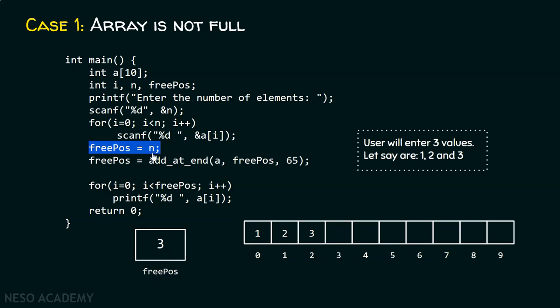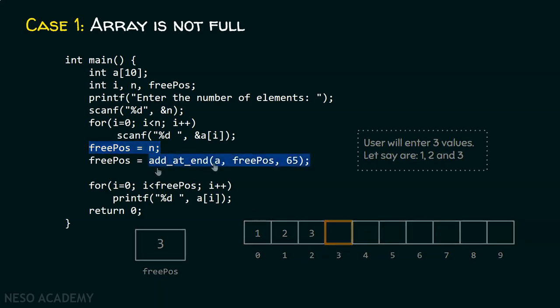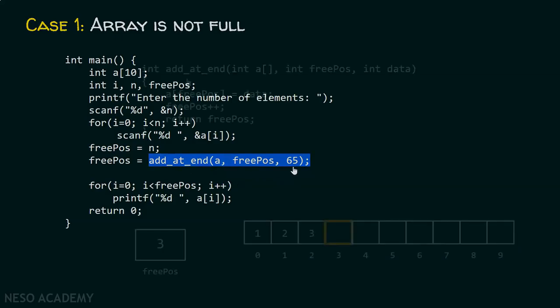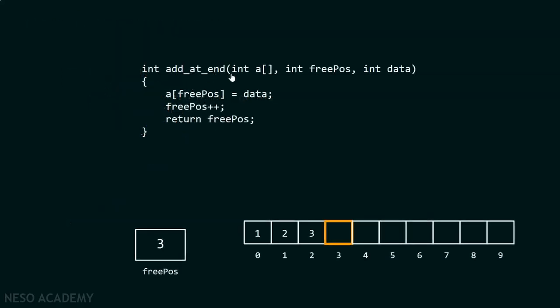And here with the help of n, we are maintaining this index. We know that n contains the number which indicates the number of elements. We are using this number as an index of the empty slot, and we will store that number within this free pose variable. This is what we are doing here. So this is the empty slot we are talking about, right? And after that, we are calling this add at end function, and here we are passing the array A. Along with that, we are passing free pose as well as the data that we want to add at the end of an array. So here comes the add at end function which accepts array A, free pose and data.